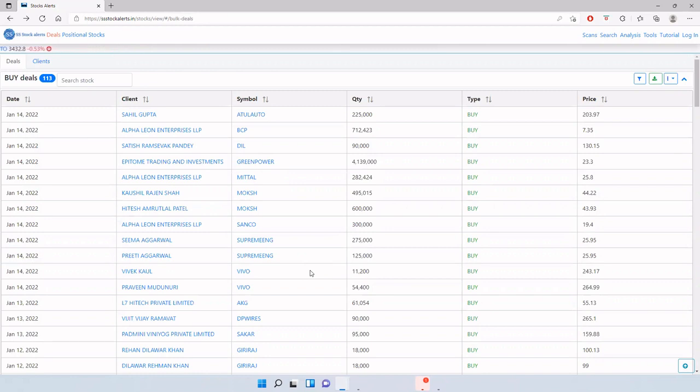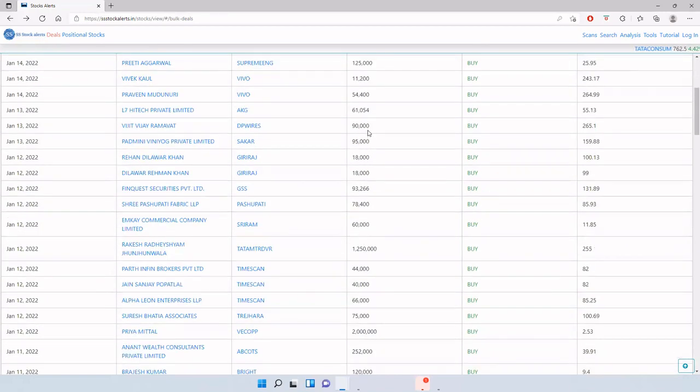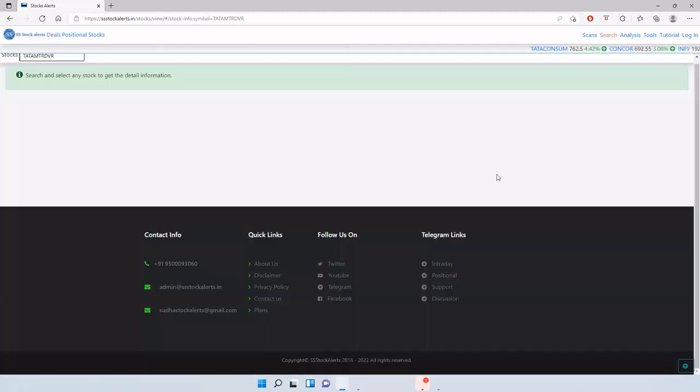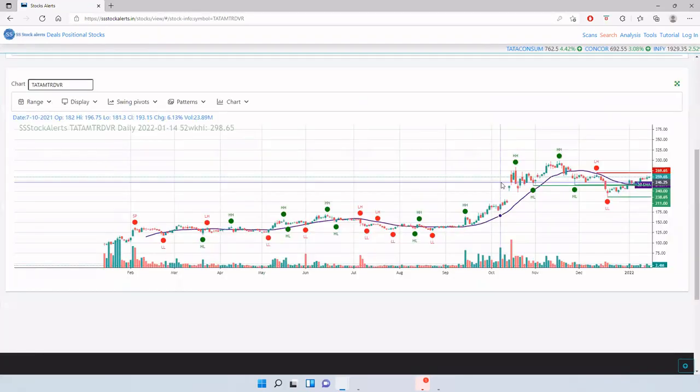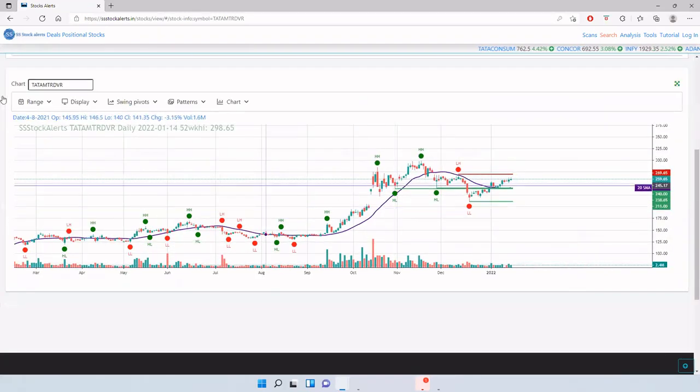So you track only such clients, and don't go for any individuals who are buying 90,000 or 50,000. If the quantity is less than 1 lakh, don't track them. If the quantity is more than 1 lakh, just track them. And if that stock seems very reasonable to you, go and take the entry here.